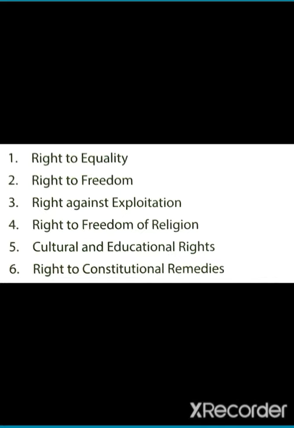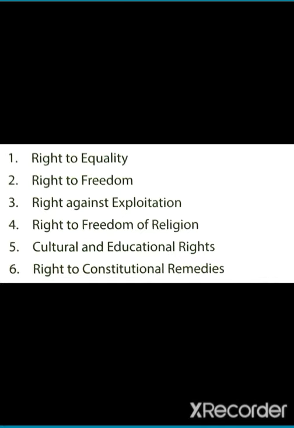Right against exploitation. The right against exploitation ensures that the poor people are not made to work without payment. This right also does not allow children below 14 years of age to be employed.